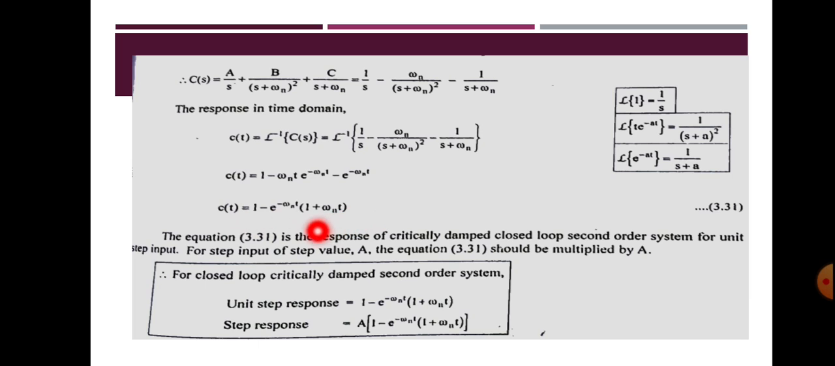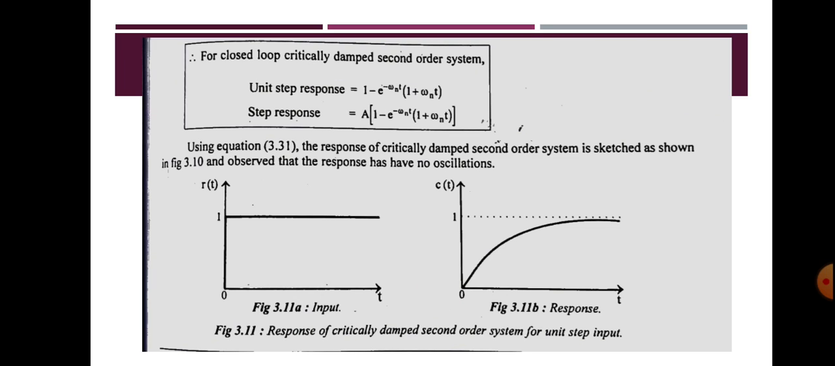So in the case of a critically damped situation, the response will be like this, and we can substitute different values for t. So we can plot the response curve, and this response c of t, for a step input of a, we will get the step response as a into 1 minus e raised to minus omega n into t into (1 plus omega n into t). So we can plot by substituting different values of t. We can plot the response like this.